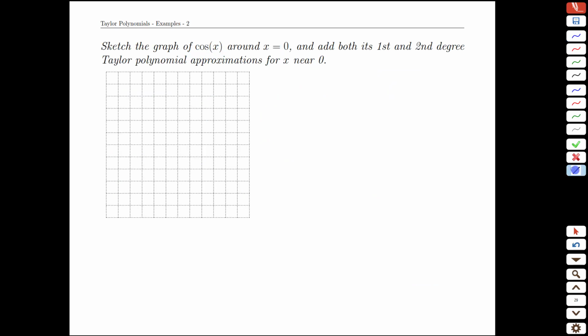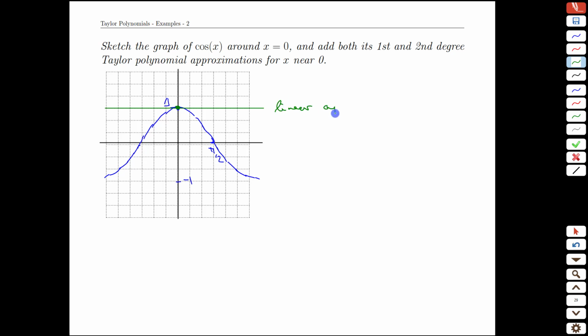For now, let's stick with visualizations. If we imagine our graph here again, we have the cosine function, looks like this. We have pi over 2 and 1 and negative 1. We already found earlier the first degree Taylor polynomial, or the tangent line, or the linear approximation, would be a horizontal line if we made those approximations at x equals 0. So that's our linear approximation, or the Taylor polynomial of degree 1.